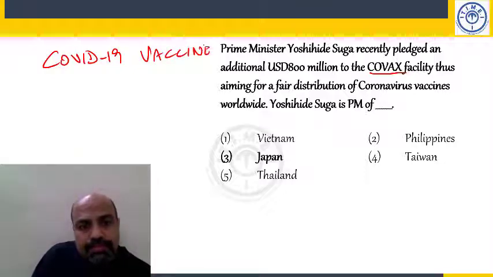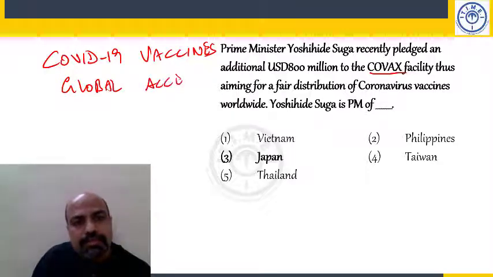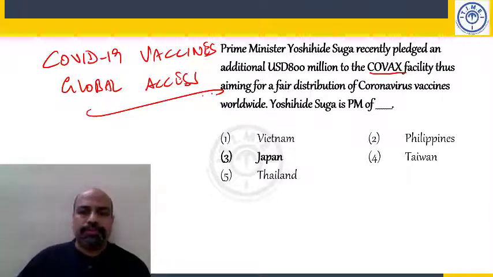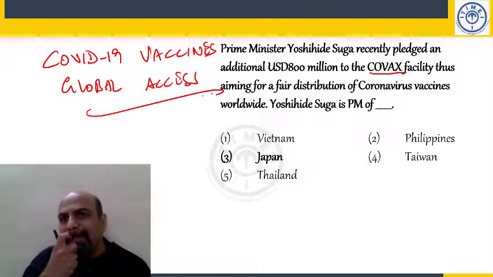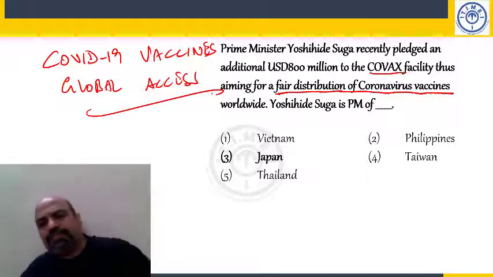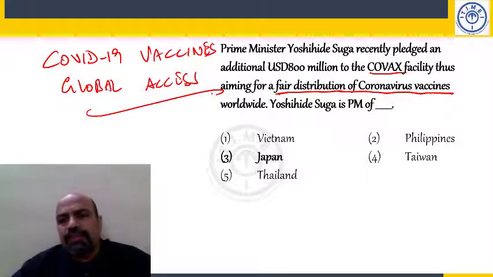COVID-19 vaccines, global access. Dash, what is it? Global initiative for equitable or fair distribution, simple way, right? Fair distribution of coronavirus vaccines.